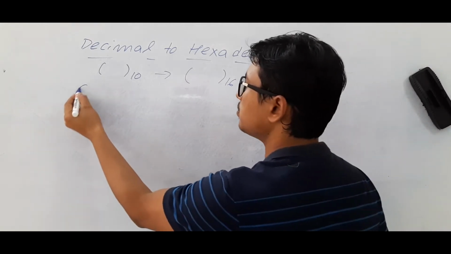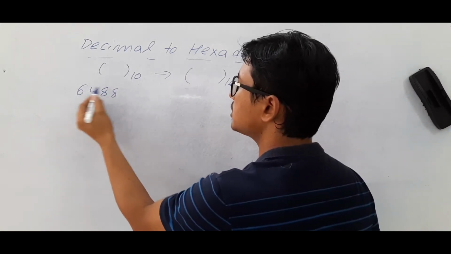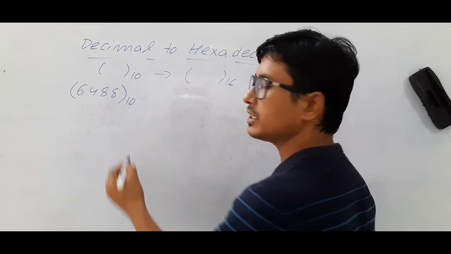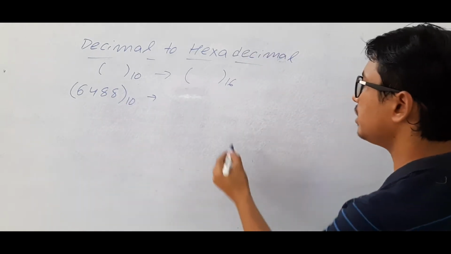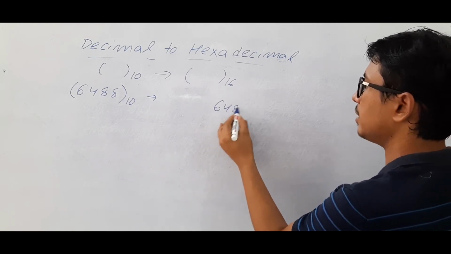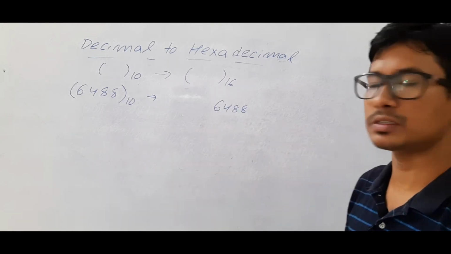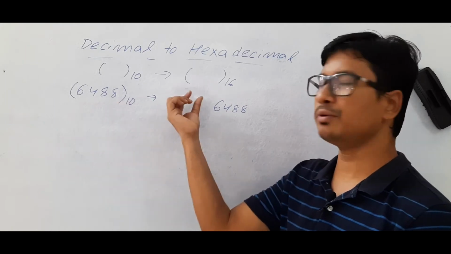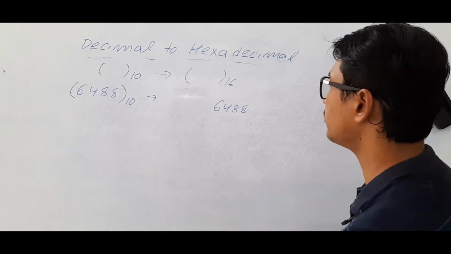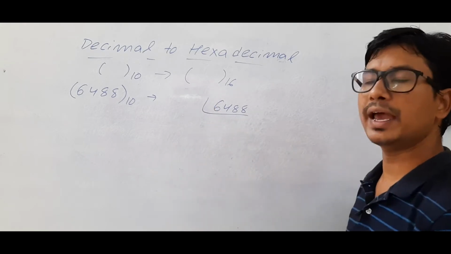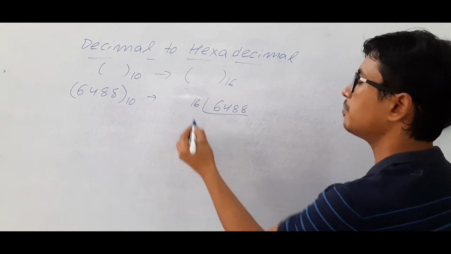Let me take an example. I have a number 6488, which is a decimal number. I want to convert it into hexadecimal. So how will I do it? I will take 6488. The same process: when we wanted to convert into an octal number, we divided the number by 8. Here I want to convert into hexadecimal, so I will divide it by 16.